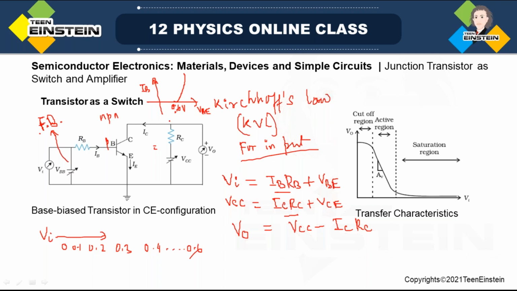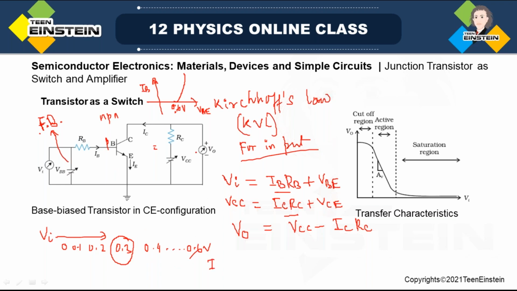Now see, the input voltage must be greater than 0.6; this is called the cut-in voltage. Sometimes people call it the cut-off voltage also. So see, a threshold voltage. Until and unless the input applied voltage becomes greater than 0.6 volt, the transistor is not going to conduct. Let me see what happens if the input voltage is something like 0.3. That means the transistor is not going to conduct.